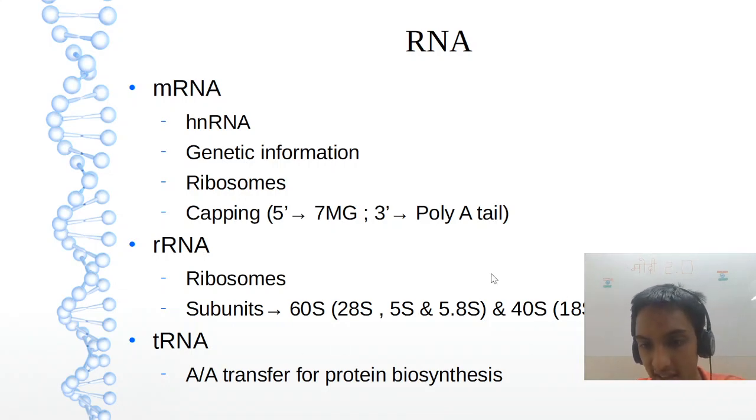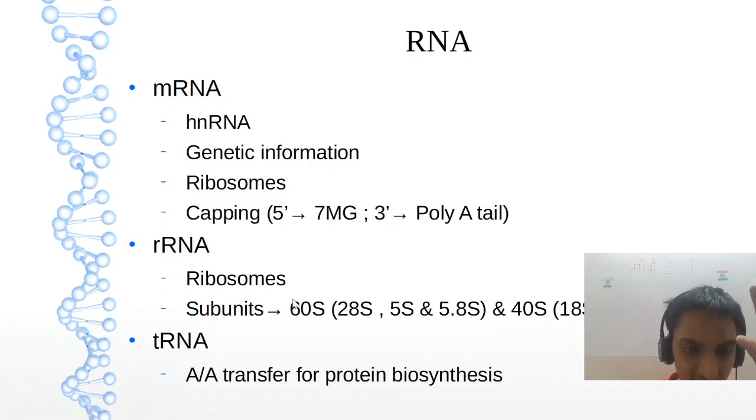60S and 40S. Please don't think it's natural arithmetic, 60 plus 40, 100. No, it will be 80, not 100. 80S in the sense. You might be thinking, what is this S? That is called sedimentation coefficient, which will be expressed in Svedberg units. Okay. 60S will have three subunits: 28S, 5S and 5.8S. 40S will have only one, that is 18S.